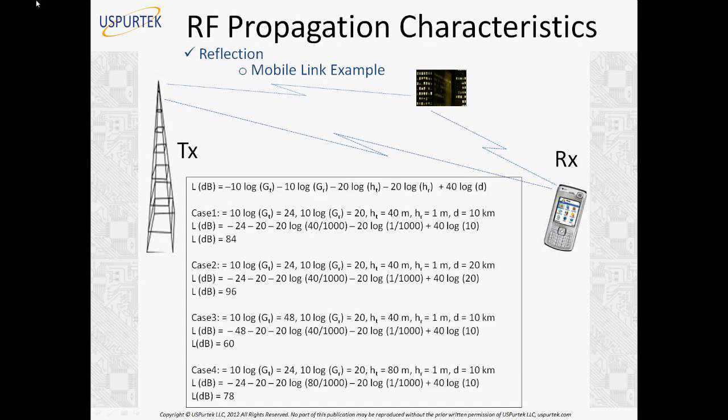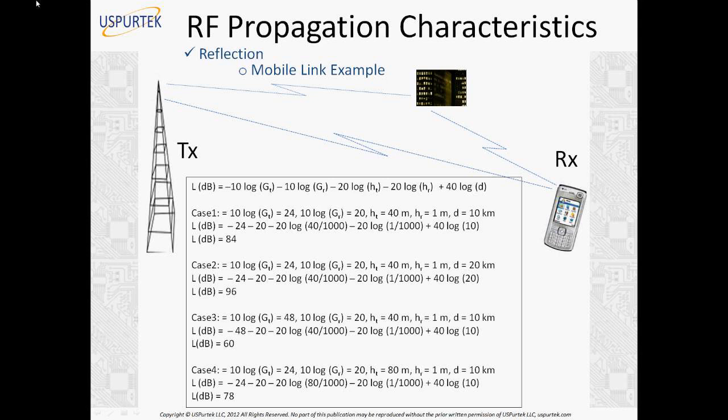Now, just to understand the behavior of this, let's take case one. So here, you have the gain of the antenna. We have 24 for the transmit antenna. Gain of the receive antenna is 20. Height is 40 meters for the transmit, and height is 1 meter for the receive antenna, and the distance is 10 kilometers. We come to a loss of 84 dB.